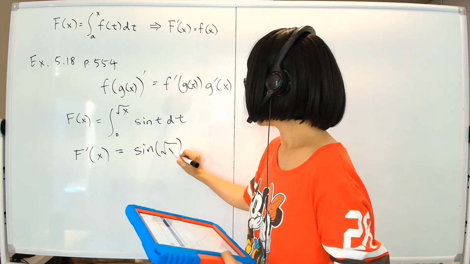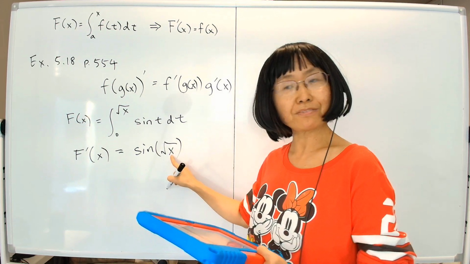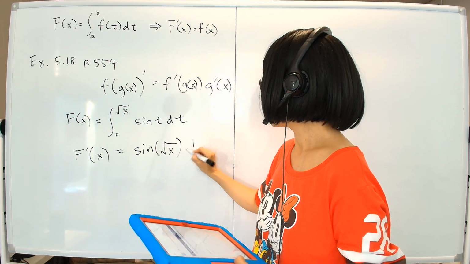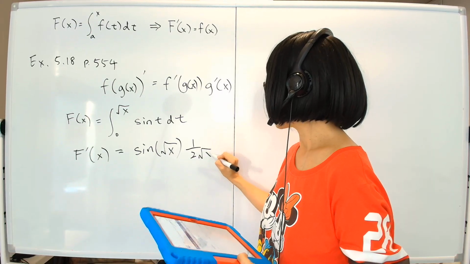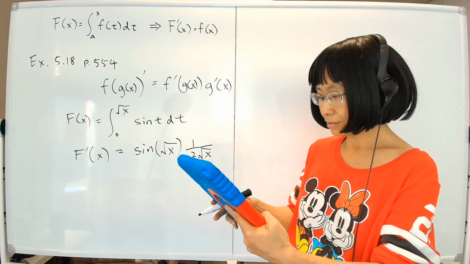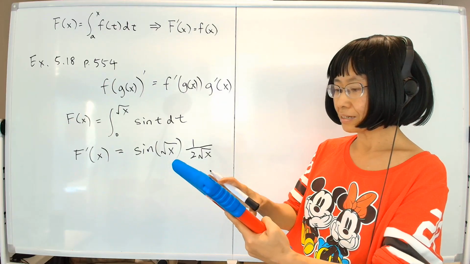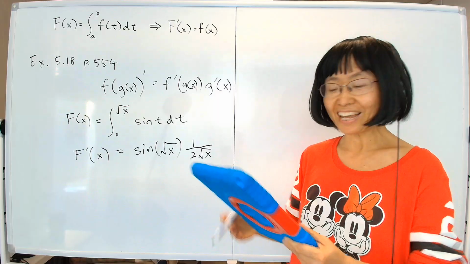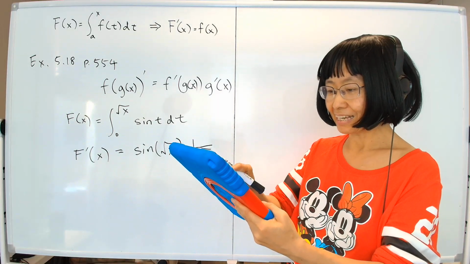But we'll write that down anyway and then take the derivative of the complication according to the chain rule. Take the derivative of that, that's 1/2 square root of x, by the power rule, and then we are done. So see, the answer is sine square root of x over 2 square root of x. So that's it. And that's the example.